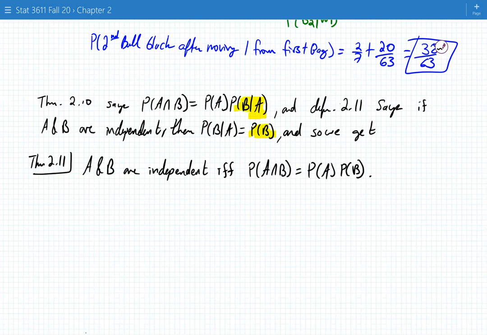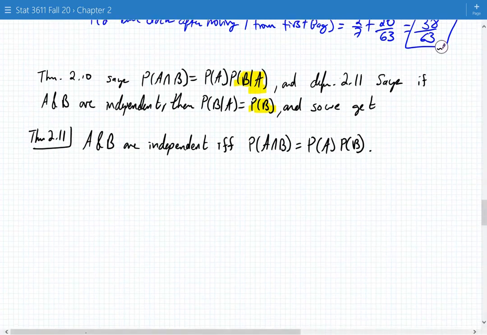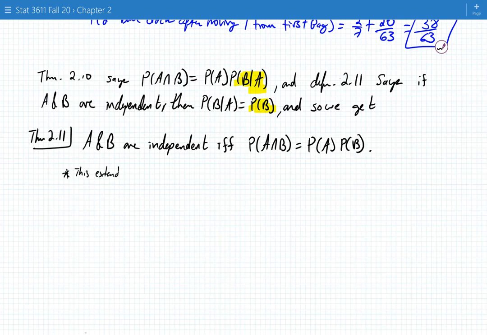I'll mention, this extends naturally to 3 or more events. In the sense that you can look at 3 events, A, B, and C, and if those events are independent, then the probability of the intersection of A, B, and C would just be the probability of A times the probability of B times the probability of C.